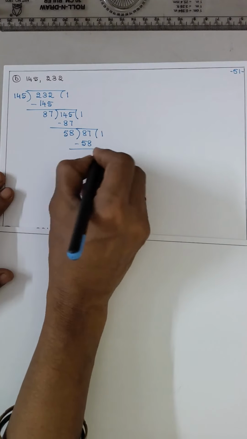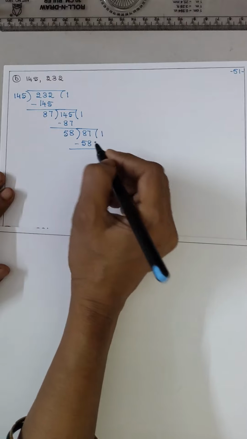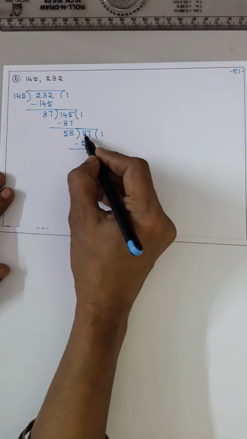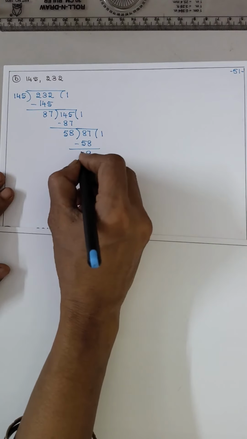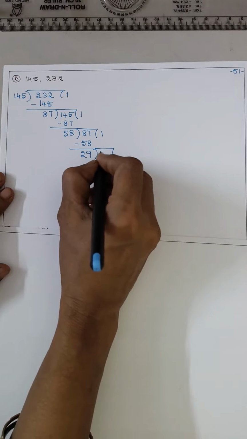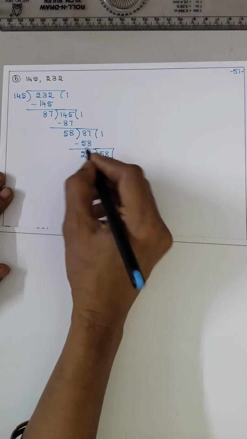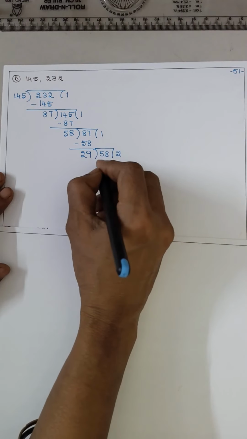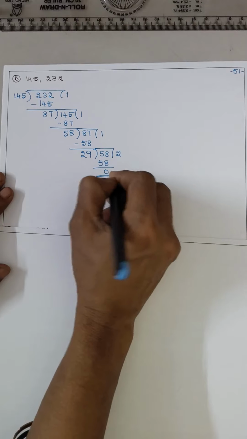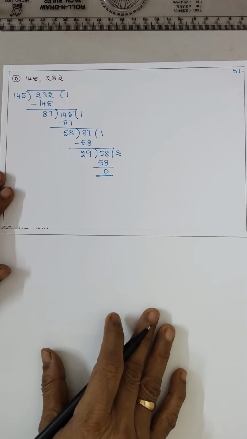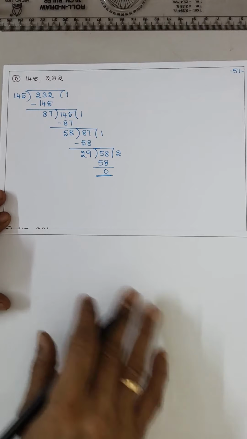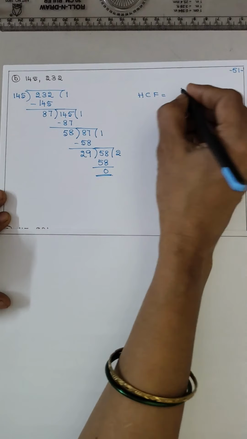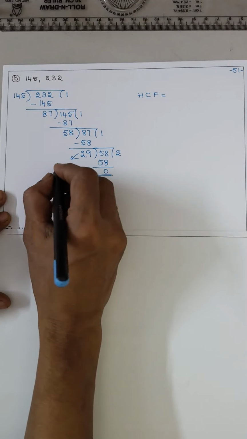58. Now 7 minus 8 means 17 minus 8 is 9. Now here it is 7. 7 minus 5 is 2. Now 58: 29 2s, 2 9s are 18, 2 2s are 4 plus 1, 5. Okay. It's a lengthy sum, isn't it? So you got HCF is equal to how much? 29.